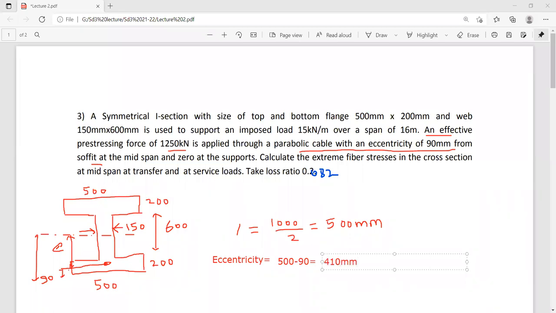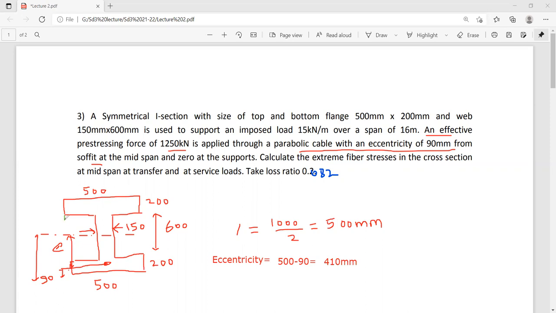410 mm. So now we need to find out the moment of inertia. We will not get it directly from the section models. So first of all, you calculate the moment of inertia. How do you calculate the moment of inertia for that?